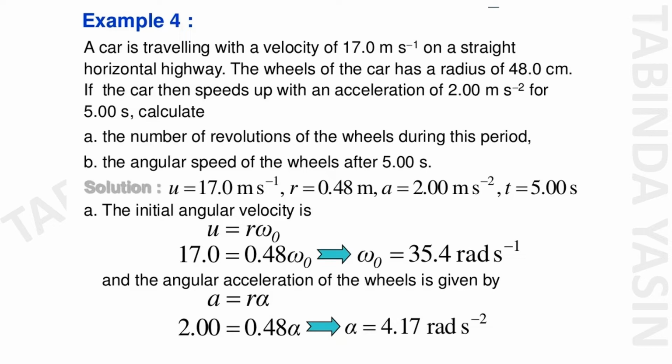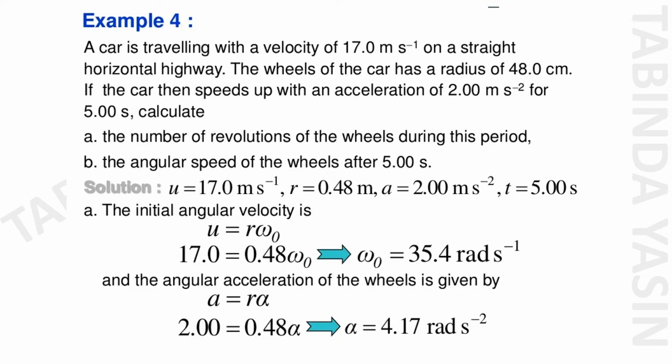We have to find out A, the number of revolutions during that time period. B is the angular speed of the wheels after the 5 seconds.